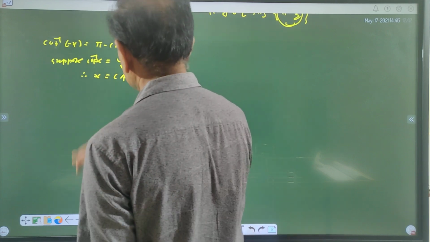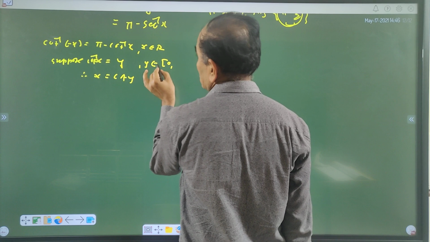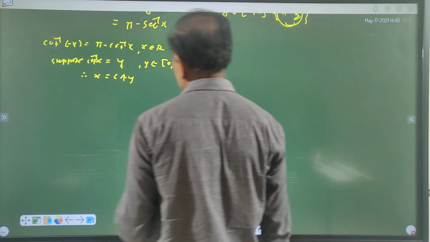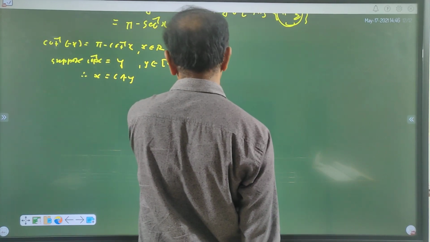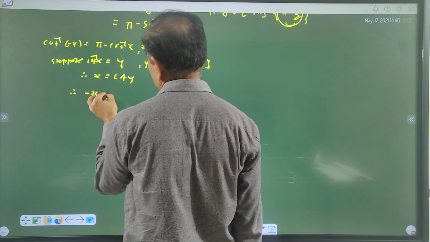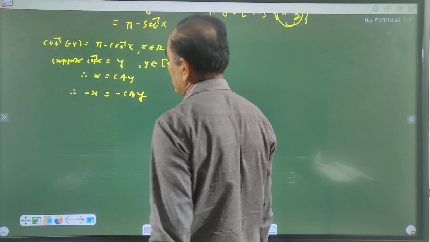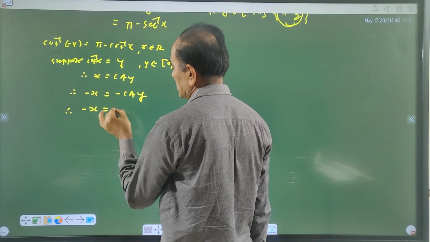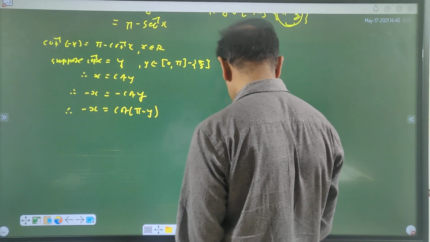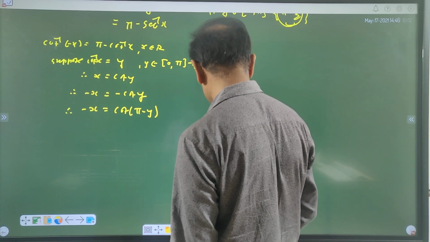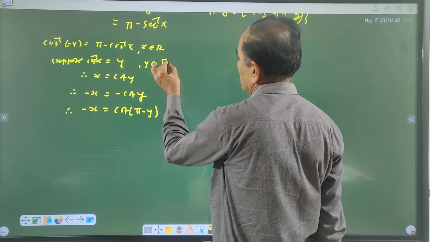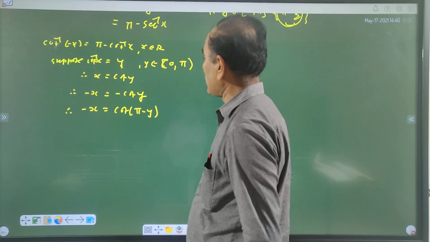For cot inverse, that is 0 to pi. Cot inverse ranges from 0 to pi except pi by 2. And therefore minus x is equal to minus cot y. So minus x is equal to cot of pi minus y. Clear? Now one thing. For cot inverse, basically ranges where to where? Open interval 0 to pi.